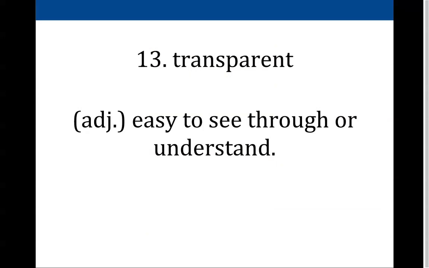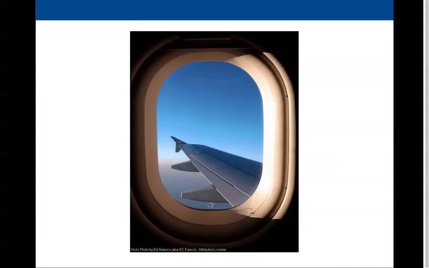13 is transparent. And transparent is the opposite, or kind of a good antonym for opaque. And something that is transparent is easy to see through, or if you're talking about ideas, something that's transparent, either what someone says or how they act, if it's transparent, it's very easy to understand. And I have a picture of a window because windows are completely transparent. Sometimes windows are so transparent, people don't even realize they're there and will walk into sliding glass doors and things.